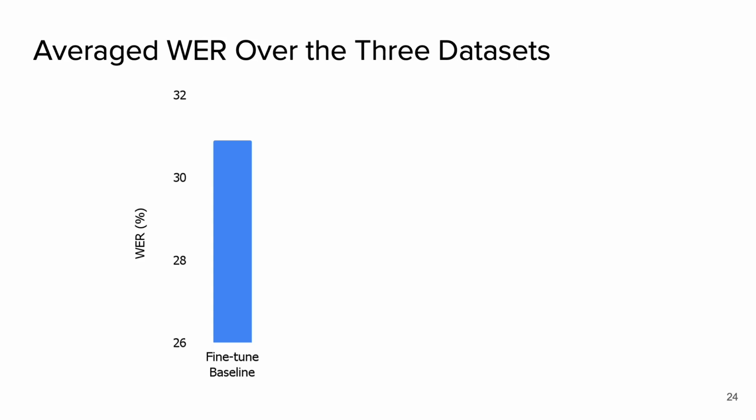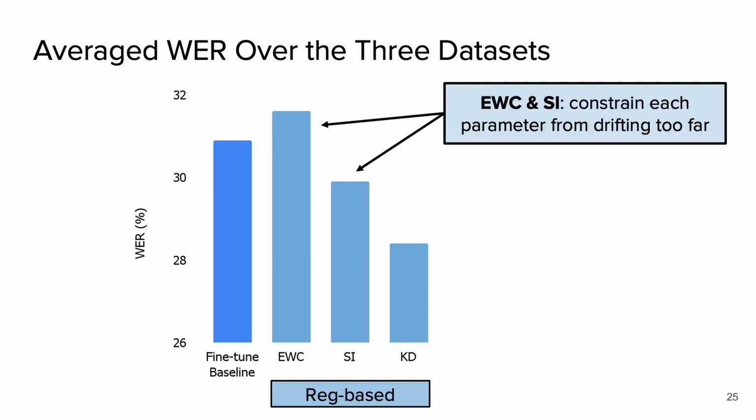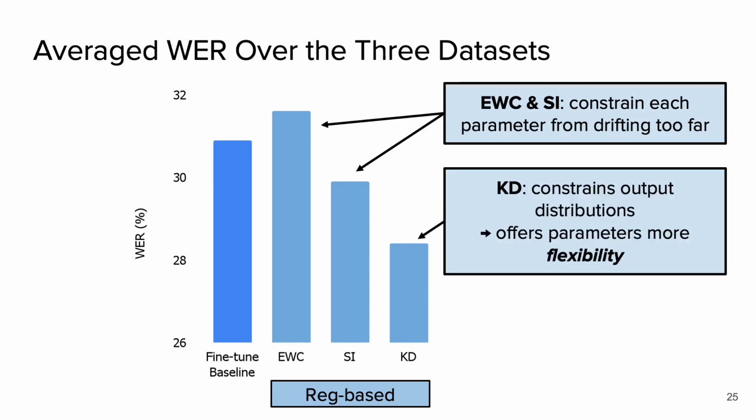Now let's take a look at the averaged word error rate over the three datasets using different methods. With regularization applied, SI and KD surpassed the fine-tuning baseline, where KD performed the best so far. Probably because of the differences between these methods, EWC and SI constrain each parameter from drifting too far. Instead, KD constrains the output distributions, which offers parameters more flexibility.